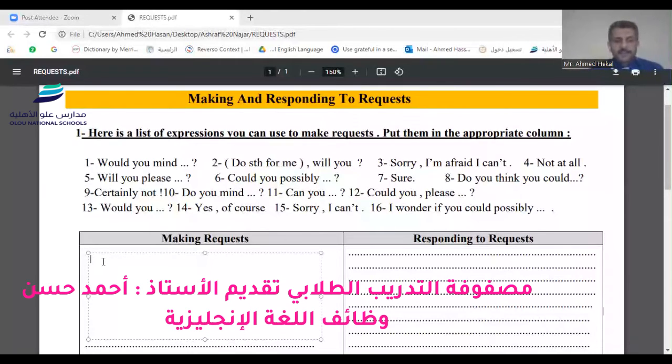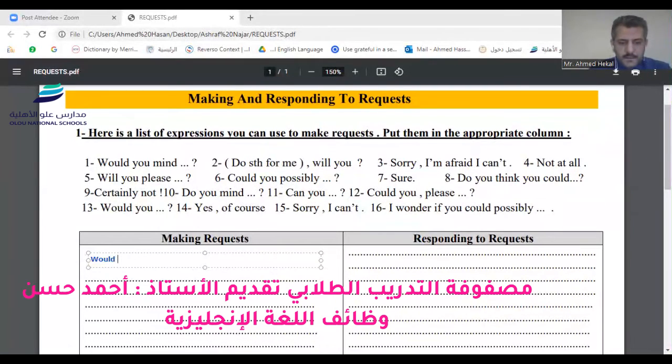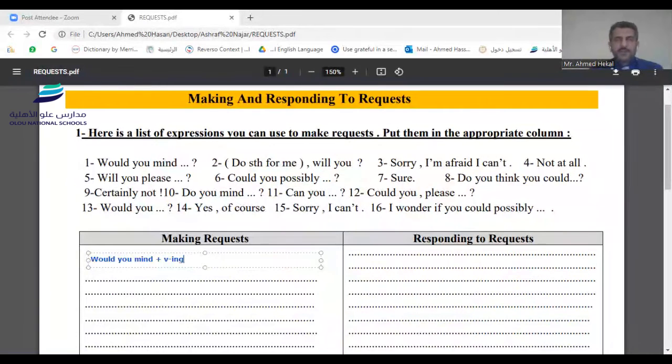Okay, let's take it. Making requests like what? You can say, would you mind? And would you mind is usually followed by verb ing. You can say, would you mind opening the door? Would you mind carrying the bag? Would you mind helping me? So after would you mind, we use a gerund. What do you mean by gerund? Verb ing.